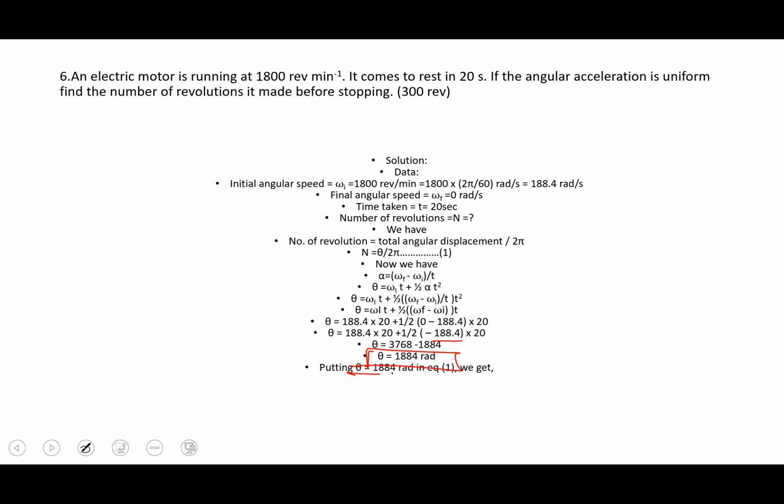Putting the value of theta in equation 1. Now, in this case, how many rotations were there going to be in 20 seconds? Let us put the values, and the number of rotations can be found out by dividing by 2 pi. So n, the number of rotations, will be 1884 radian divided by 2 pi. So we can convert from radian into numbers. So it will be 300 revolutions. That means after 300 revolutions, the motor has stopped in just 20 seconds.